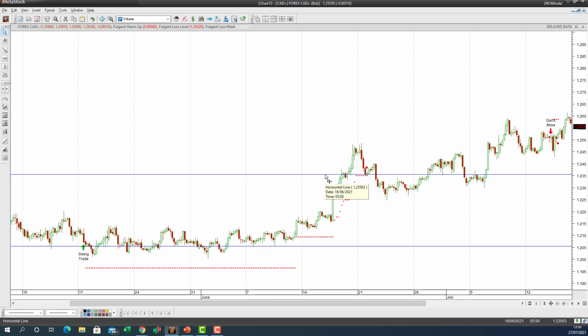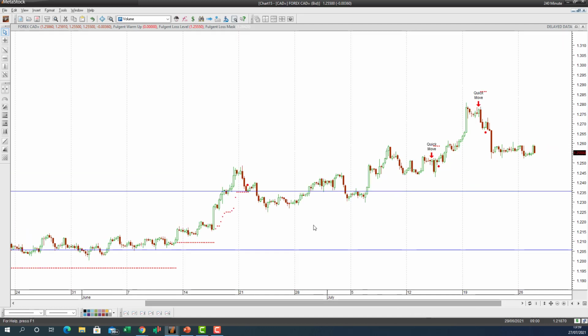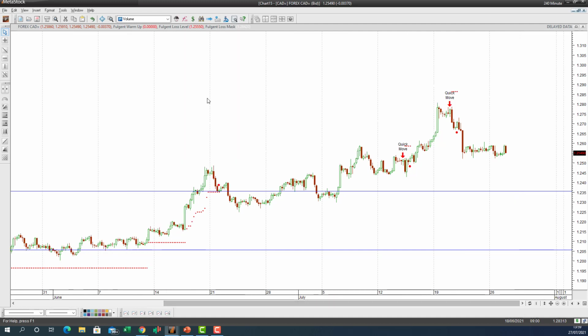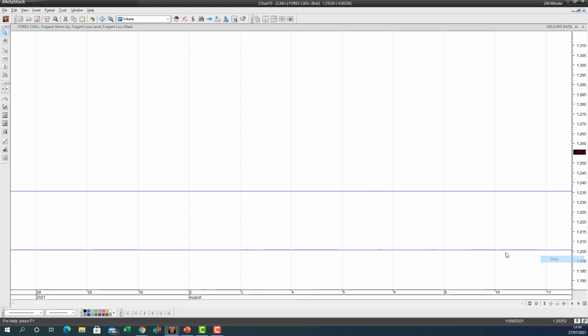So that's a good couple of points move, and depending on your leverage, obviously that will affect your return. Quick move down. So there was a nice short sell idea there at 1.28. It's all down to 1.26 now. So fantastic trades on the 4-hour chart looking at the CAD USD pair. Okay, so we'll go back to the daily.